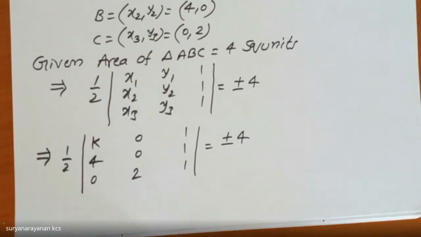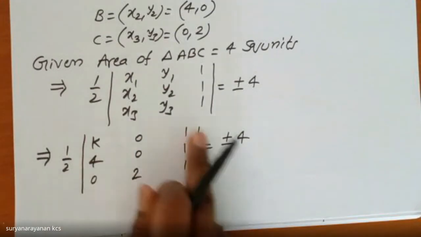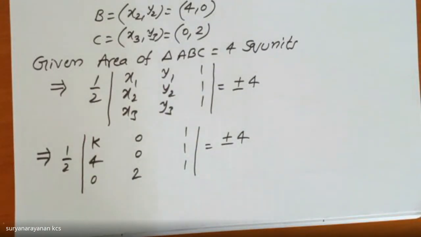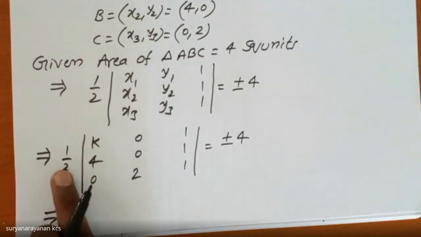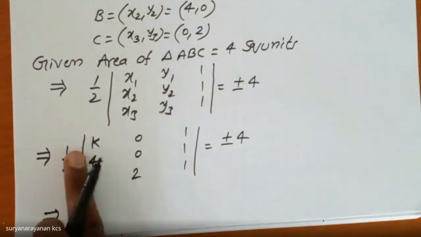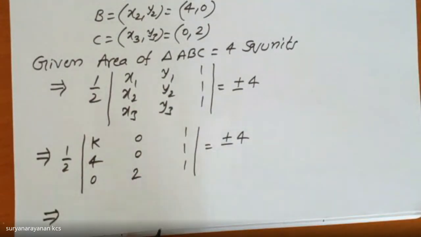Now, here we have to find the determinant of this matrix. Let us move this 1 by 2 to the RHS, and at the same time expand this determinant. Which row or which column will you select to expand the determinant for easier calculation? Second column, sir. Yes, very good.